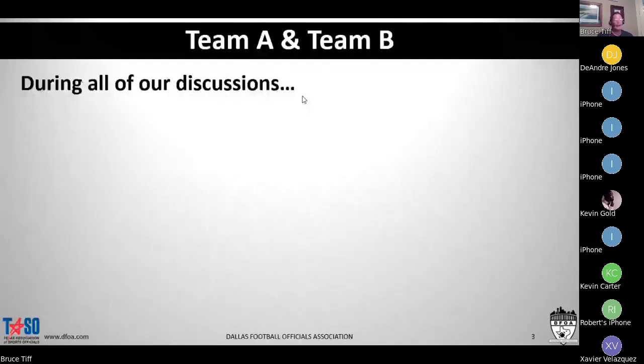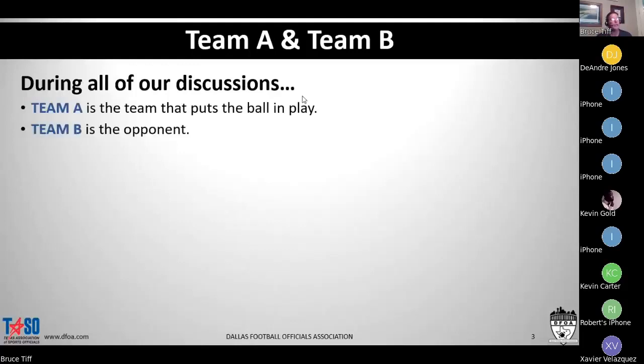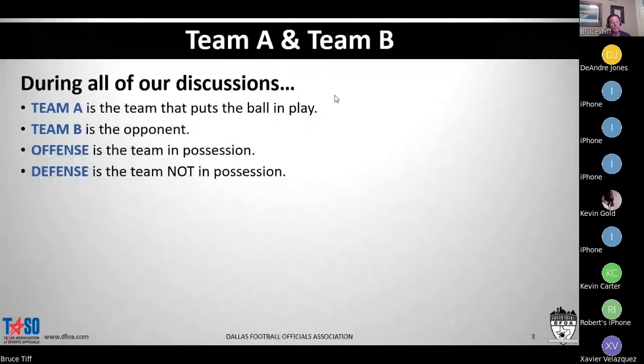So I covered this in the new members orientation, but I want to go through it because you have to, first of all, understand who is Team A and who is Team B, because the rule book will be talking in these terms throughout the whole book. So Team A is the team that puts the ball in play, and Team B is the opponent. Pretty straightforward. The offense is the team in possession, and the defense is the team that's not in possession. So you might say, well, how's that any different than Team A? Well, we're going to get into that.